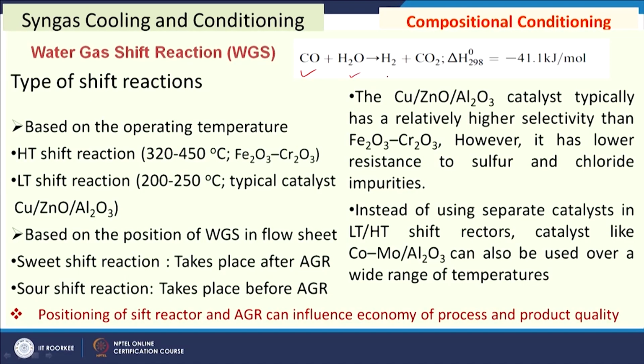Now, after the removal of the acid gas, we will see how the CO to H2 ratio is maintained, or how the H2 concentration in syngas can be increased. That is done by the shift reaction, the water gas shift reaction. The reaction is CO plus H2O giving H2 plus CO2, and this is an exothermic reaction. This reaction is performed in the presence of a catalyst, and it can take place before the removal of acid gas from the syngas or after the removal of acid gas from the syngas.